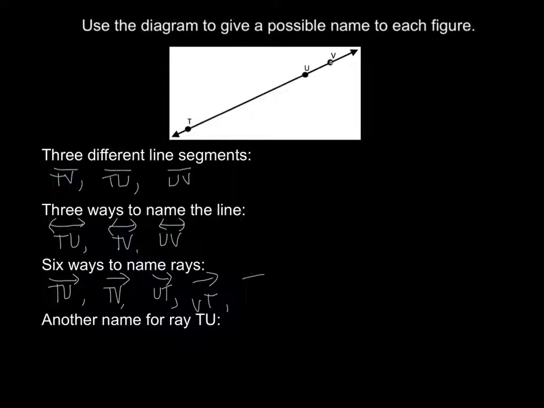Now I could say ray UV and ray VU and on forever. There's six. Now if you had a hard time figuring out what I was doing here, please draw out all of these so that you can see, oh yeah, I see how that one would work. Okay, please make sense of this.